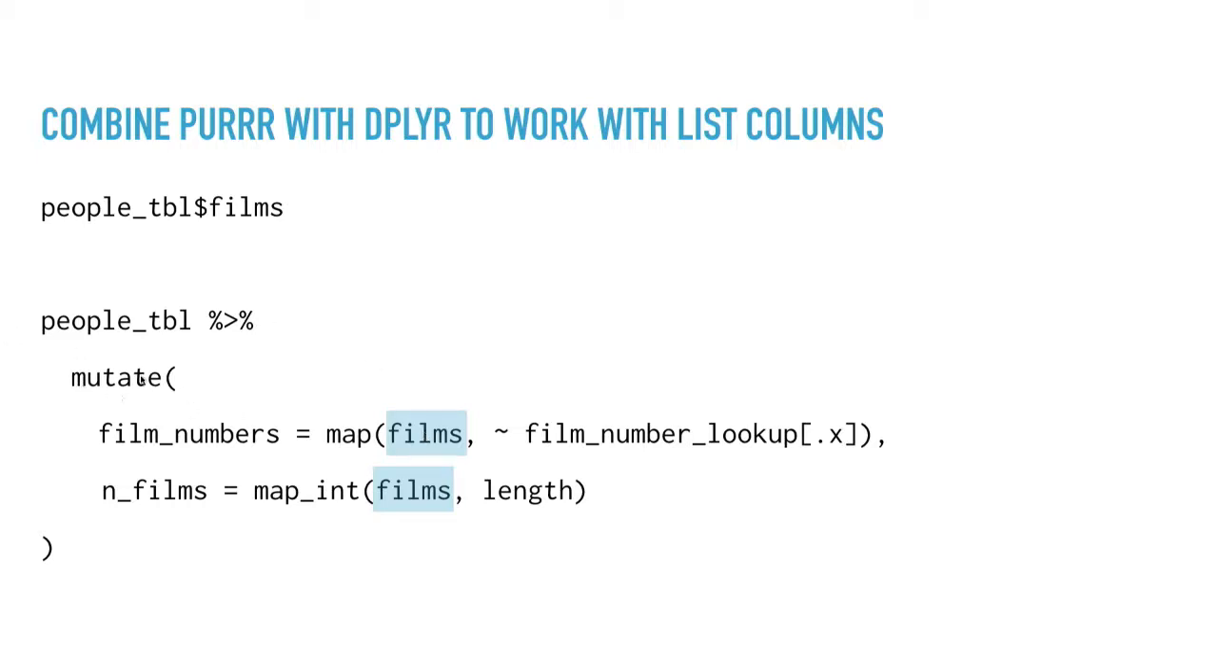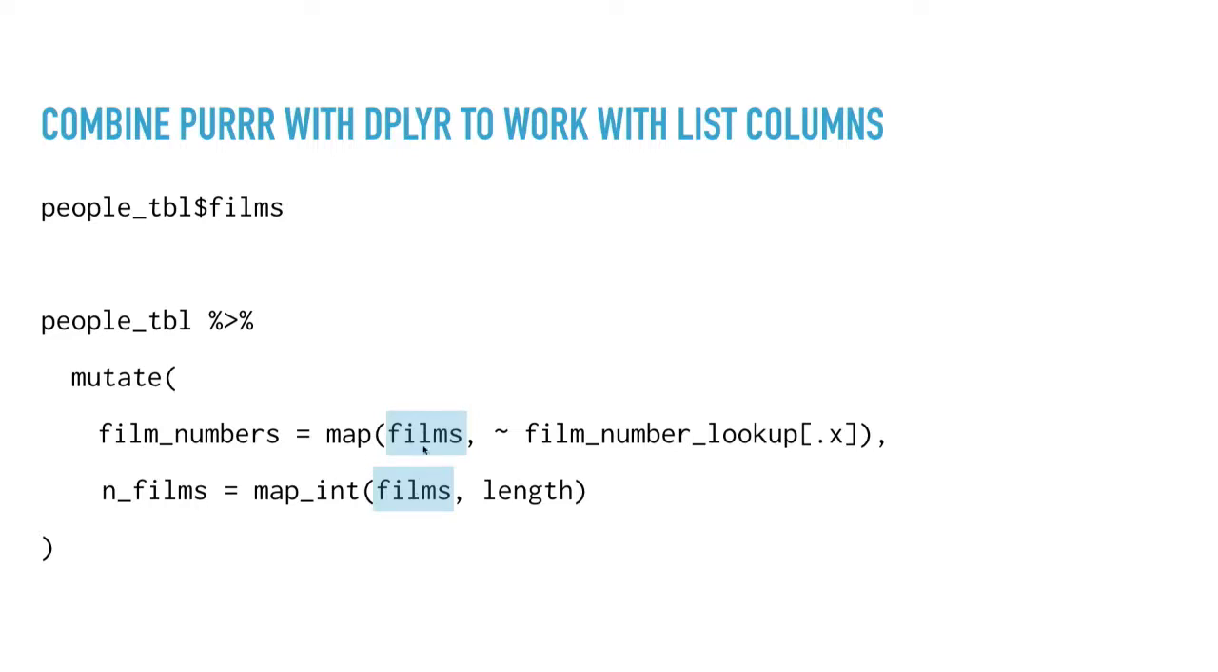So with mutate, you pass in a data frame, so I'm passing in people_tibble. And then, like data.frame, you can specify new columns by giving a name on the left of the equal sign and then what that column should be on the right-hand side. The big benefit is you can refer to other columns in the data frame without having to preface them with data frame $. So when I say mutate here, I'm creating two new columns, one called film_numbers, one called n_films.